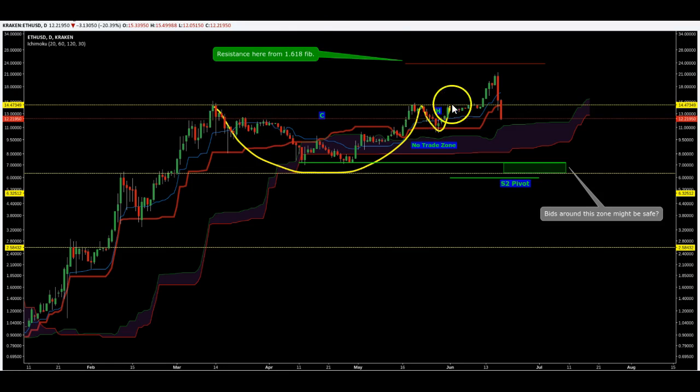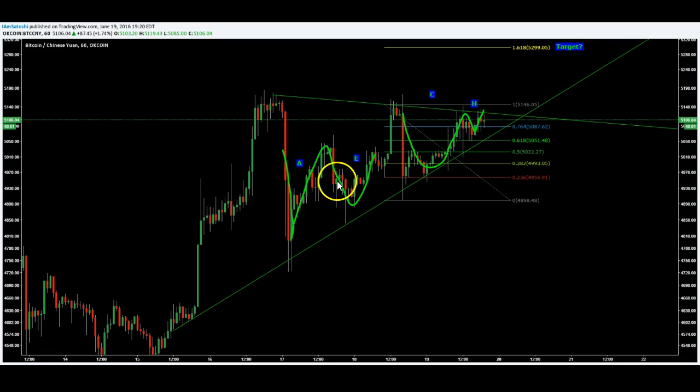So yeah, you can see cup and handle, perfect, daily, firing on all cylinders, okay? So I'm going to jump around a little bit. This was pre-first Bitfinex downtime. This is the hourly OKCoin CNY.